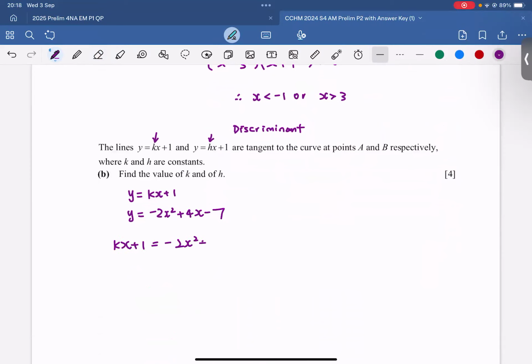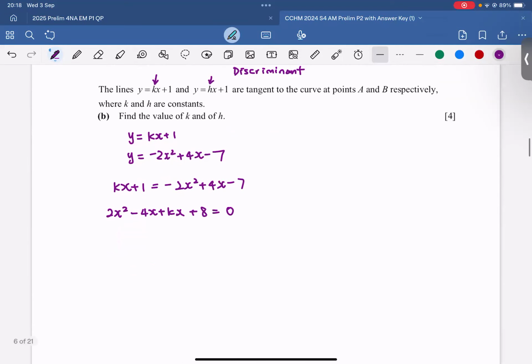And then have the habit of making your x squared positive. Minus 4x plus kx plus 8 equals 0. Okay, so now when I want to find how many intersection they have, I know that they only intersect once. So when we solve this, we expect one answer only. And for it to have one answer, our b squared minus 4ac must be equal to 0.